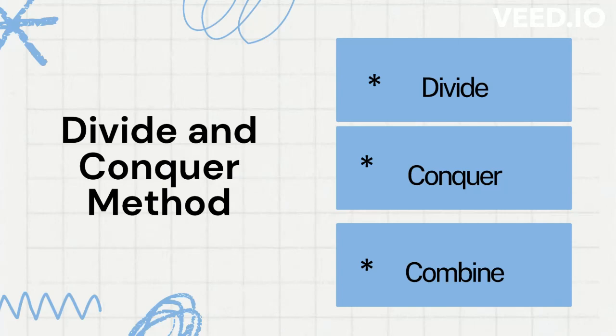First one is divide. This term involves dividing the problem into smaller subproblems. The second one is conquer. Conquer is to solve subproblems by calling recursively until solved. Then combine. Combine is combining the subproblems to get the final solution of the whole problem. Divide and conquer algorithms work faster because they end up doing less work.